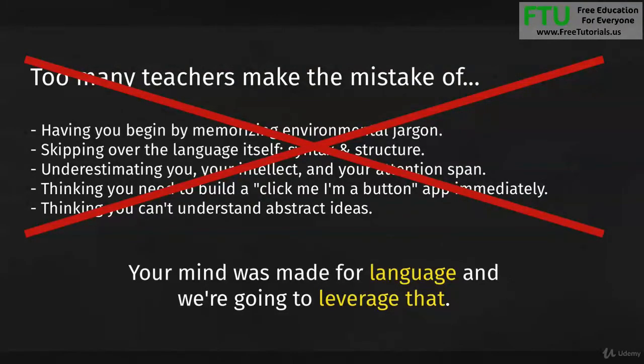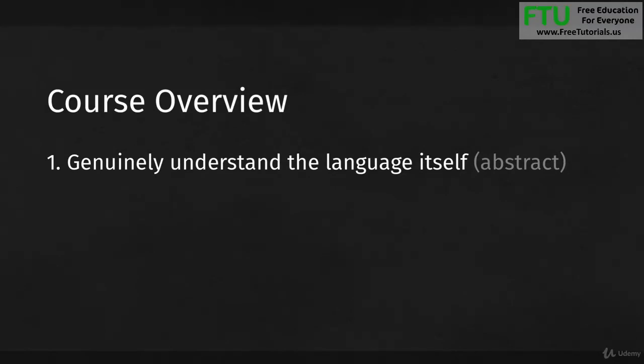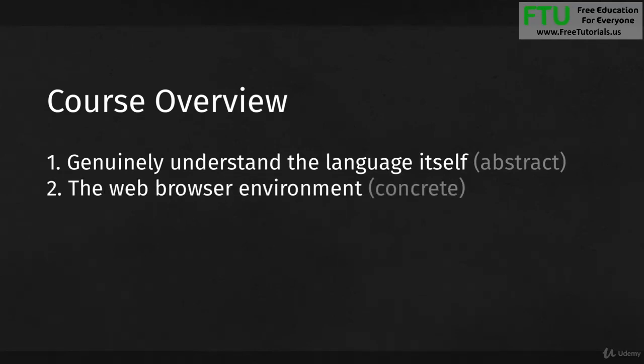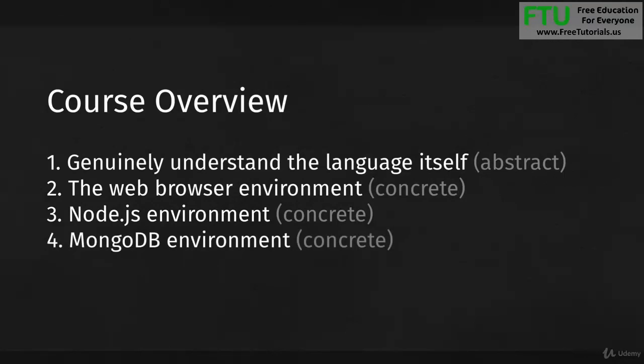Your mind was made for language, and we're going to leverage that on our way to becoming a full-stack JavaScript developer. So here's what we're going to do in this course. Like I said, in our first chapter, we're going to focus on the language itself. After that, once we've built up a bit of comfort, we're then going to learn the 3 most popular and lucrative JavaScript environments, which as of today are the web browser, Node.js, and MongoDB. Again, don't worry, at this point I do not expect you to know what Node or MongoDB are. We will learn about that later in the course.